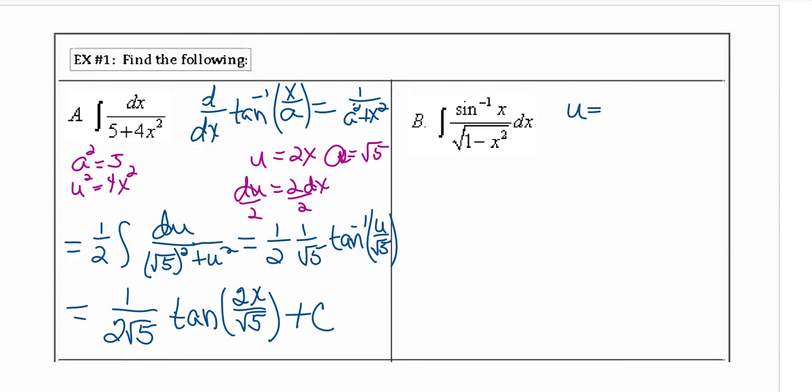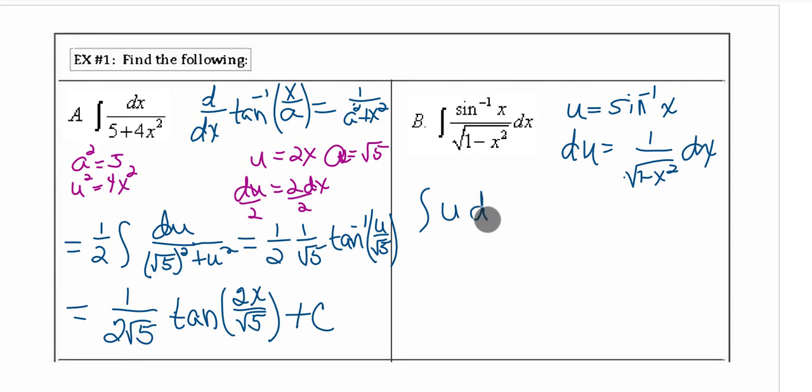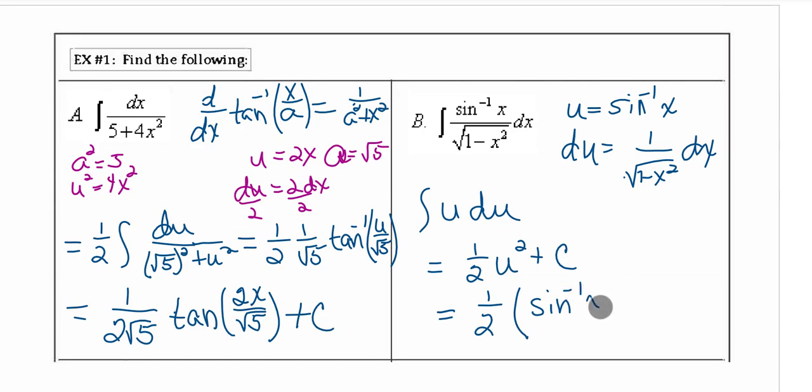So u, we're going to let equal inverse sine of x. So du is going to be the derivative of inverse sine, which is 1 over the square root of 1 minus x squared dx. So our integral just becomes u du. So when we integrate this, we get 1/2 u squared plus c. Substituting for u, we get 1/2 inverse sine of x squared plus c. Okay, I just wanted to do a couple of inverse trig ones because we had done a couple inverse tangent, but they always had one as a.